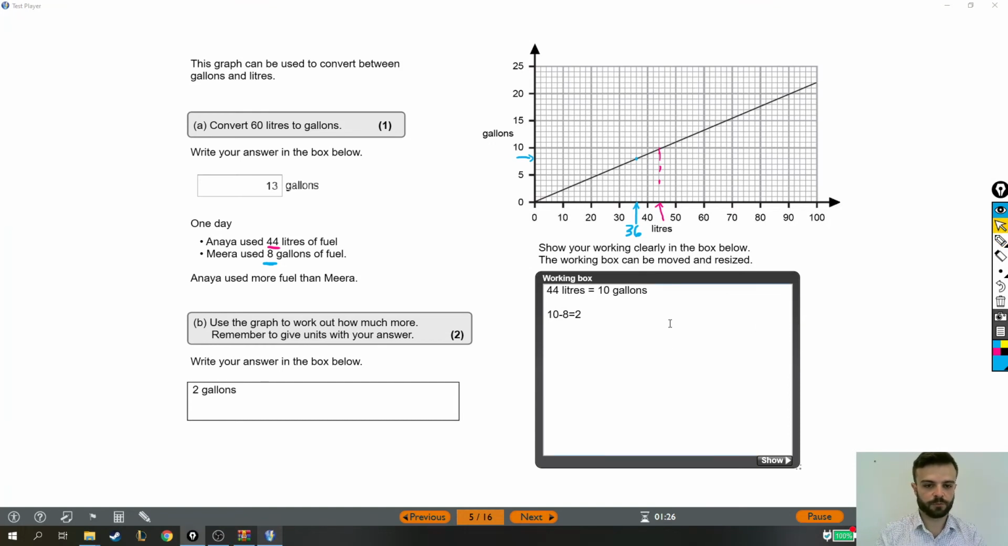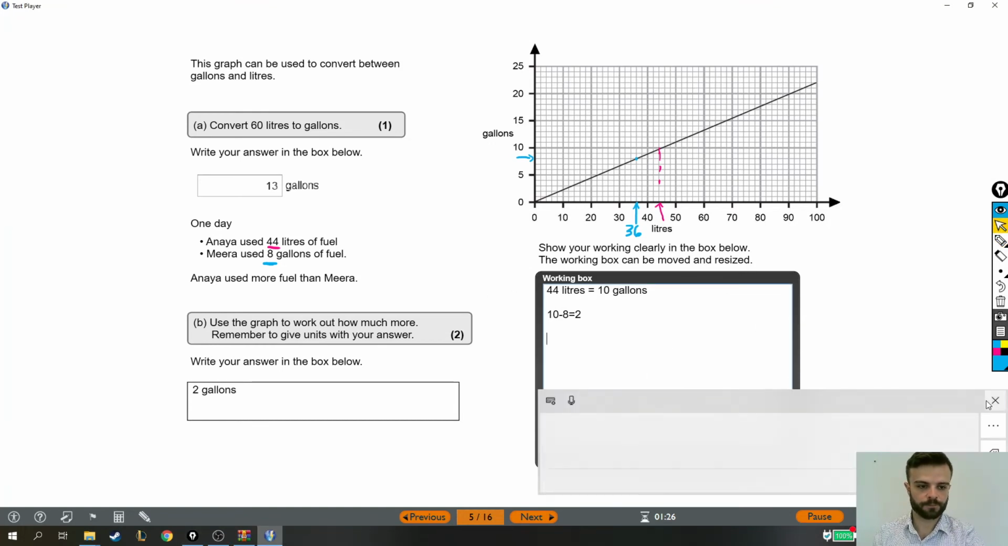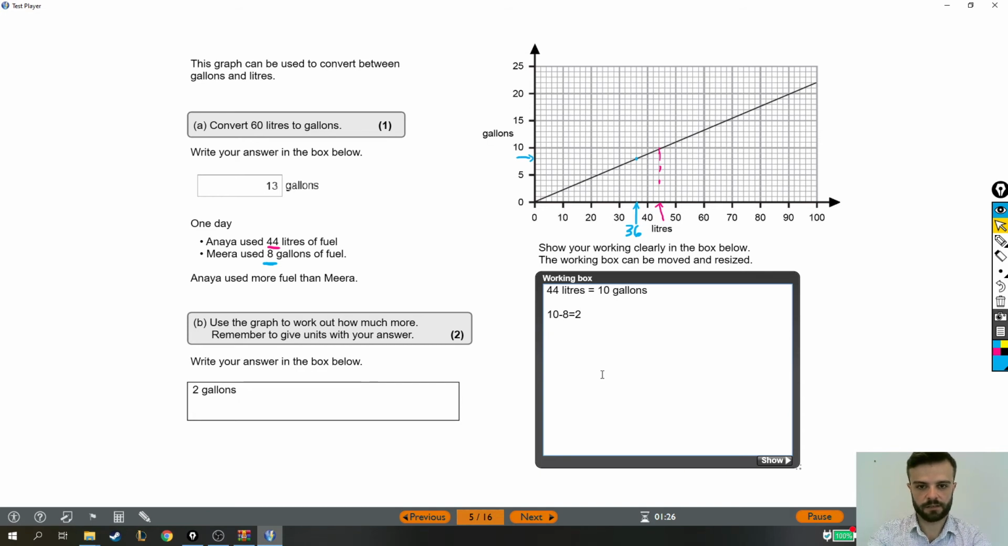So if I was doing it this alternate way, then what I could do is say that 8 gallons equals 36 litres, and then what I would do is find the difference between the 44 litres. 44 is how much Anaya used. We just worked out that Mira used 36, so that's 8 litres difference. So you could have said 2 gallons, you could have said 8 litres, either is fine, both are very acceptable answers. Yeah, and that's it, that's the question. So you can either have 2 gallons as the difference, or you can have 8 litres because the graphs say that they're the same thing.